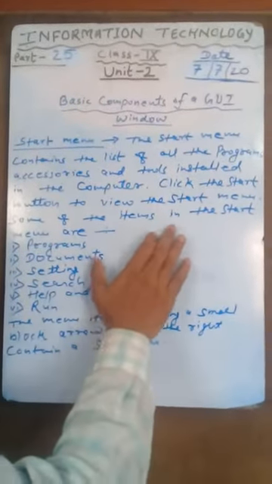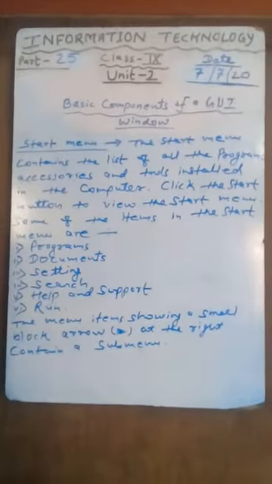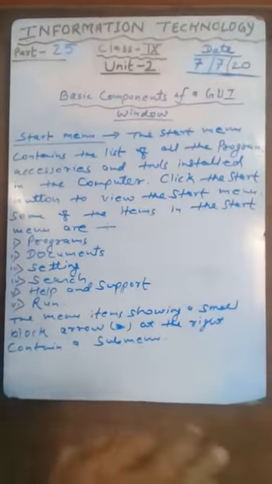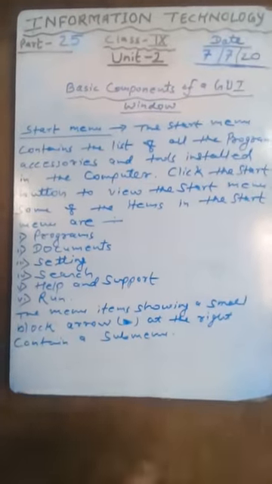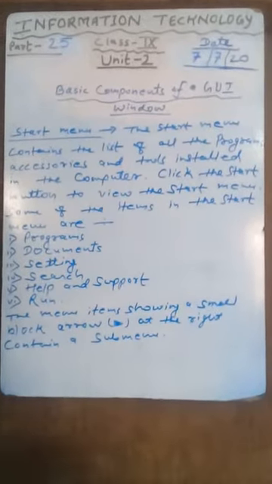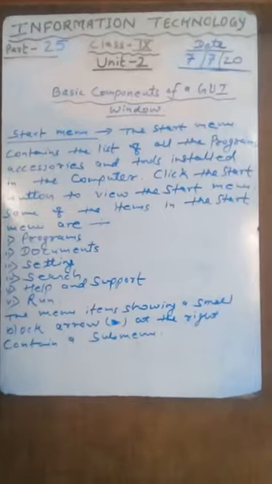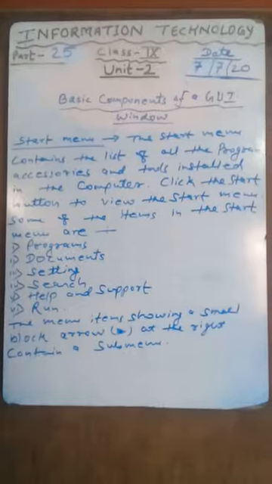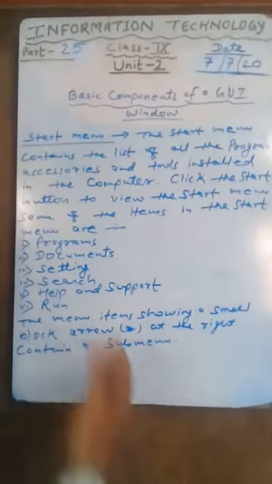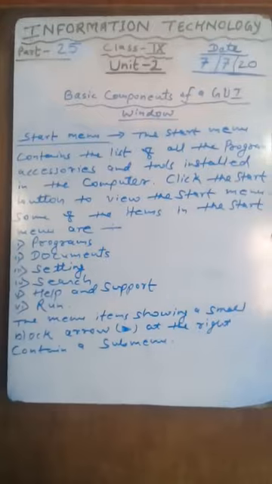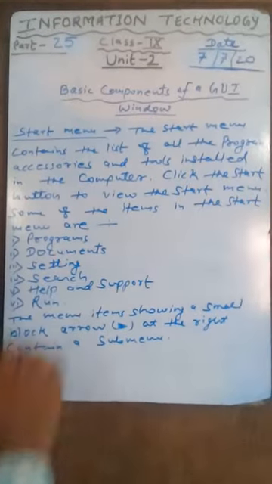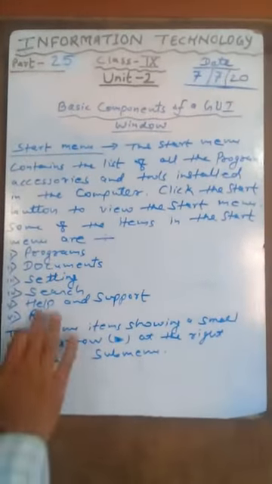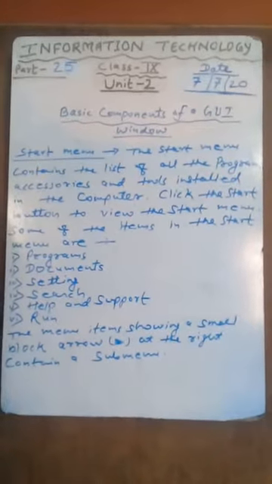That means the start menu contains the list of all programs, accessories and tools installed in our computer system. Click the start button to view the start menu. There are different items here: programs, documents, settings, search, help and support, and run.